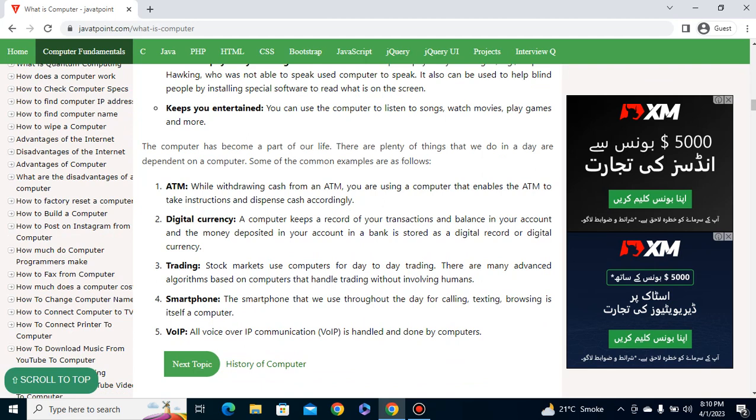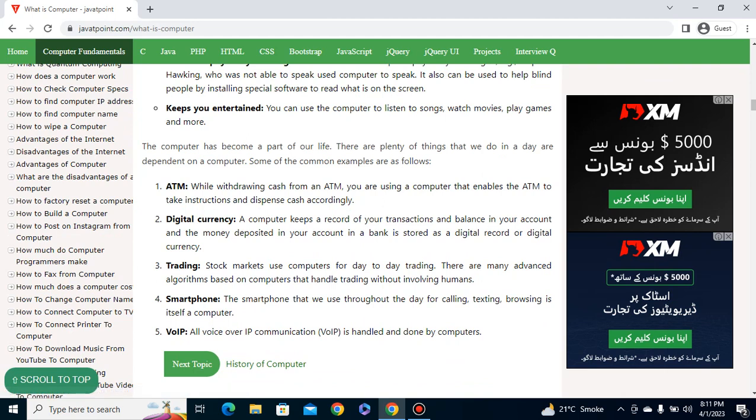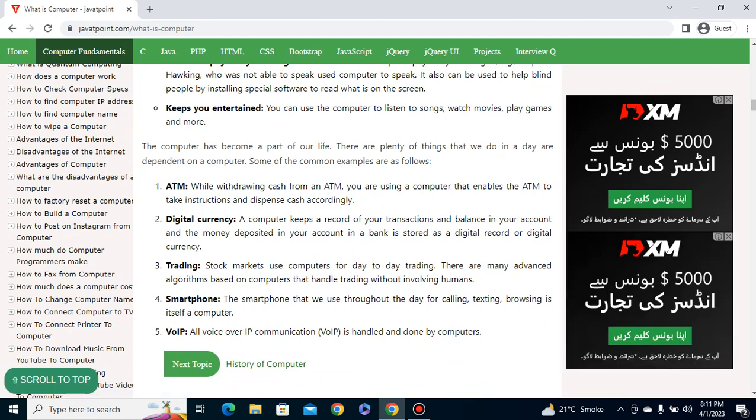Trading. Stock markets use computers for day to day trading. There are many advanced algorithms based on computers that handle the trading without involving humans. Smartphone. The smartphone that we use throughout the day for calling, texting, browsing, is itself a computer. VoIP. Voice over IP communication, VoIP, is handled and done by computer.